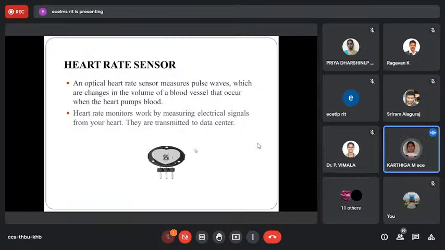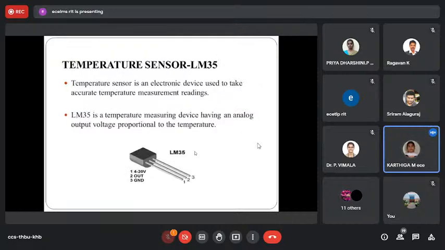In our project we use three types of sensors. One is the heart rate sensor, the other is the temperature sensor. In the temperature sensor we use only pH level. The heart rate sensor measures the pulse waves, which are changes in the volume of your blood vessels that occur when the heart pumps blood. Heart rate monitors work by measuring electrical signals and transmitting them to the data center. There are three nodes in the heart rate sensor.